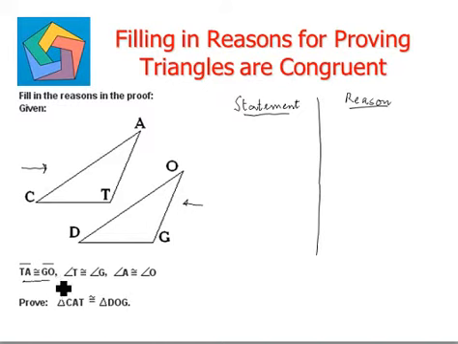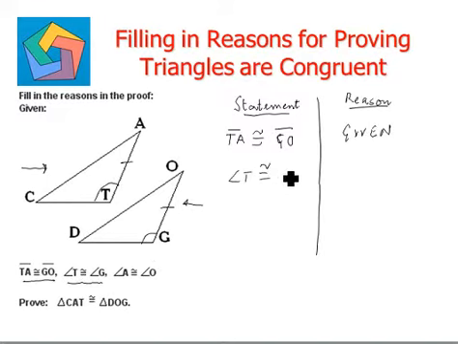TA is congruent to GO. So let's mark it. TA is congruent to GO and we write it over here. Side TA is congruent to side GO. This is given to us. So we write given. Now the next thing given to us is that angle T is congruent to angle G. Let's mark it and we write angle T is congruent to angle G. This is again given to us.